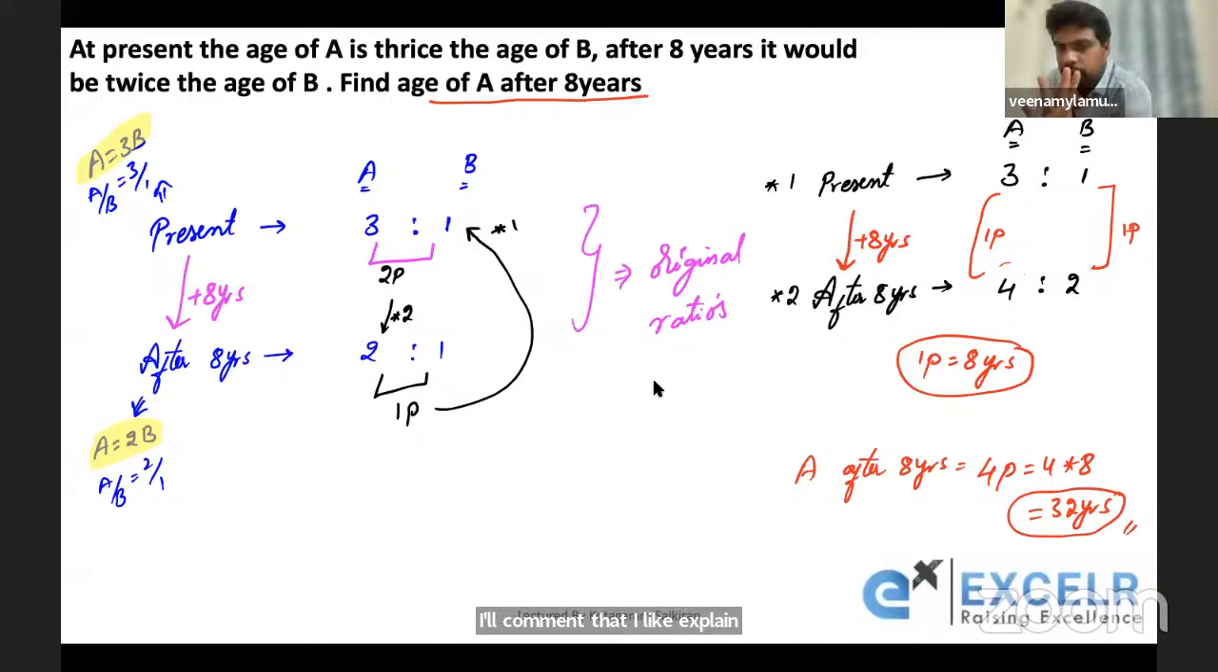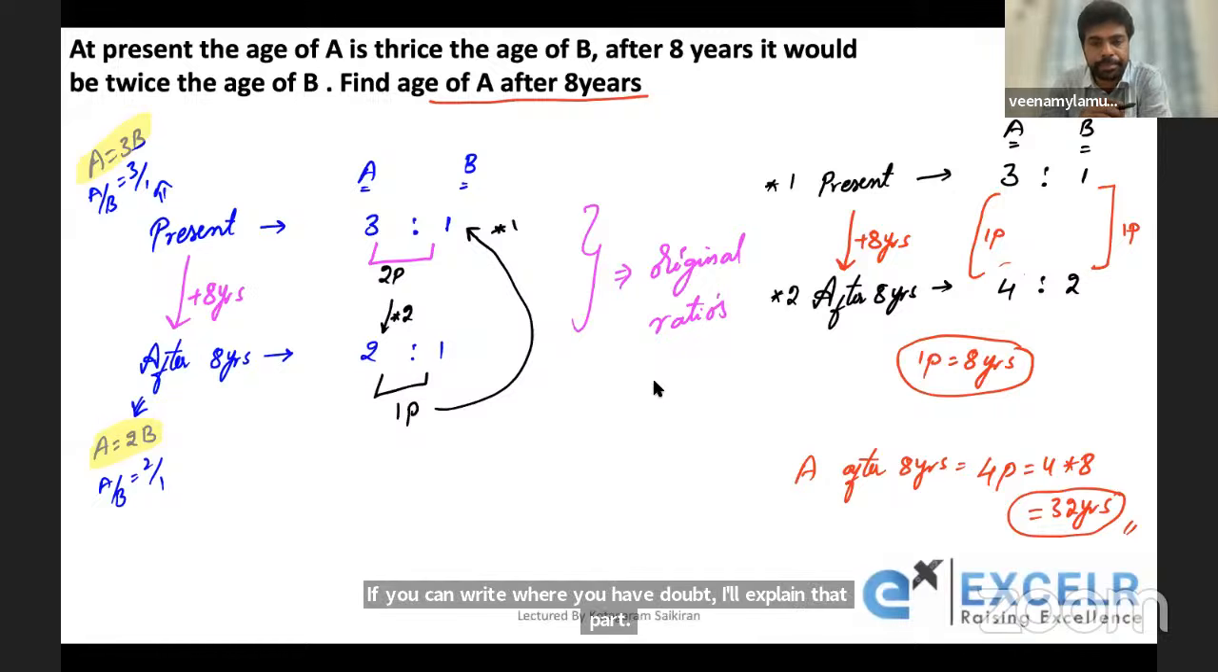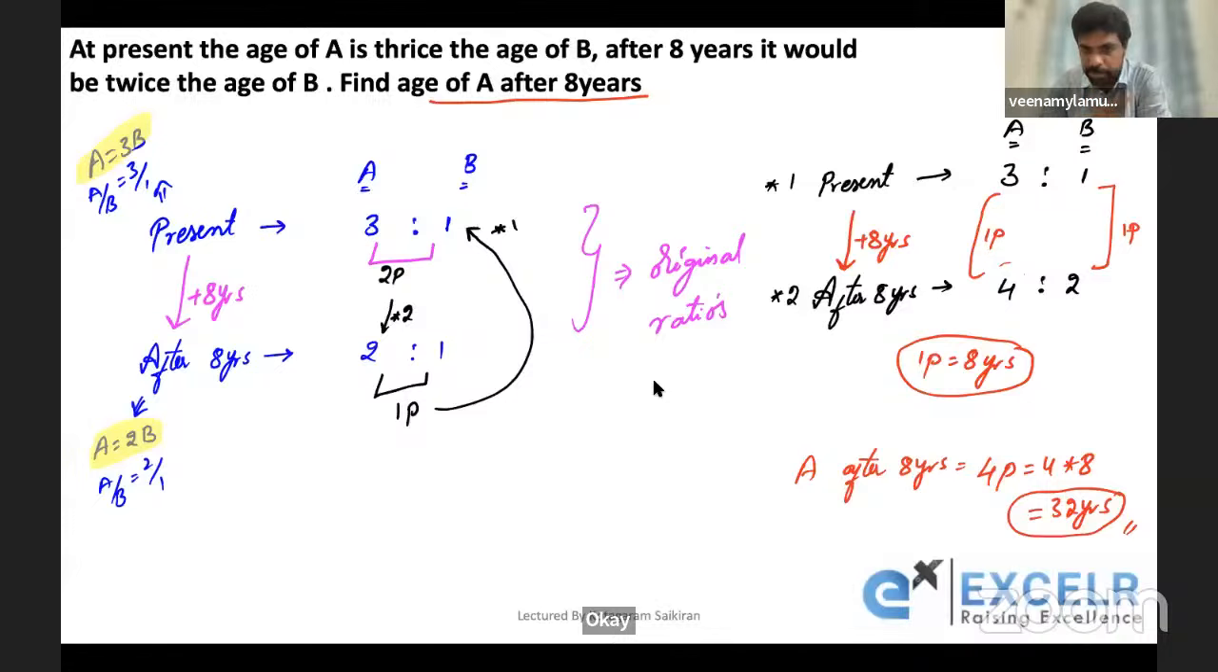I have repeated the same question around 4 to 5 times. If you can write where you have doubt, I'll explain that part. Okay. Apart from Anil, is anybody having doubt?